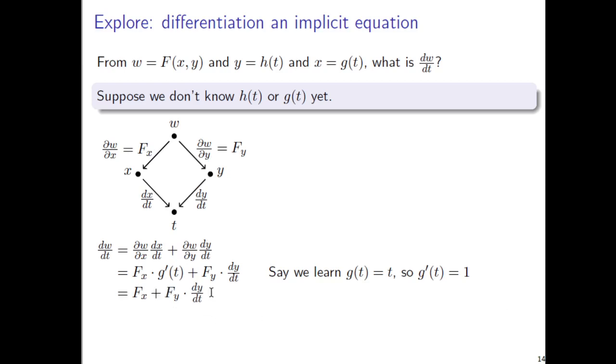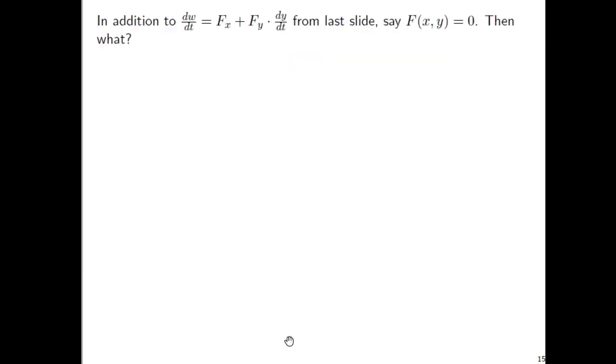And let's now make a replacement based on that. So F sub x times 1, just left that out. And now what I'd like to do is take dw dt equals this thingy here, F sub x plus F sub y times dy dt, to the beginning of the next slide.